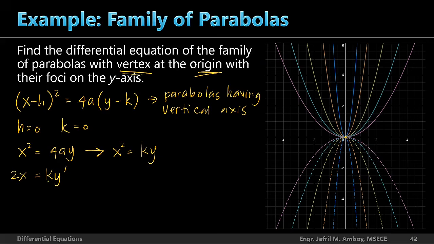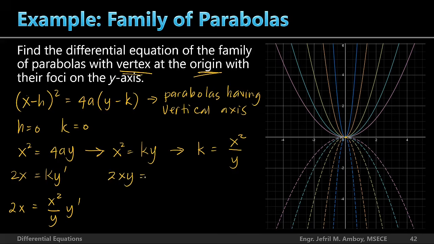Okay? So, just like what I did earlier in the previous problem, I can solve the expression for k here. So, k equals x squared over y. And I can substitute this expression here so I can eliminate k. So now I have 2x equals k, which is x squared over y, and then multiply that by y prime. Now, to write this in a simpler form, let us eliminate the denominator by multiplying both sides by y.